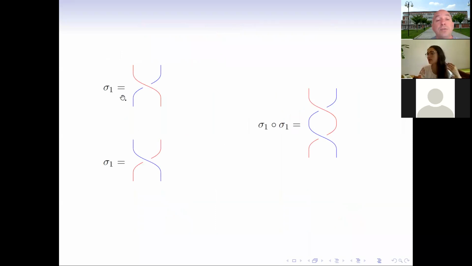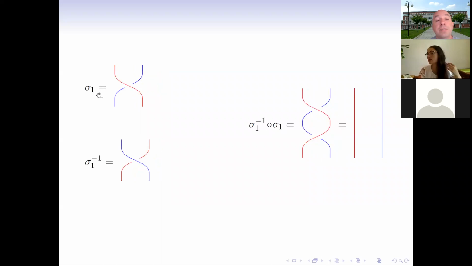Just remember that for the symmetry group, the group of permutations, the product of 2 flips, where we just exchange 2 elements, is the identity. But if you take sigma 1 and again sigma 1, 2 copies of sigma 1, and take the product, it will not be the identity. You see, if you pull out by the ends, we will not get 2 straight lines anymore, right? It's already wrapped.